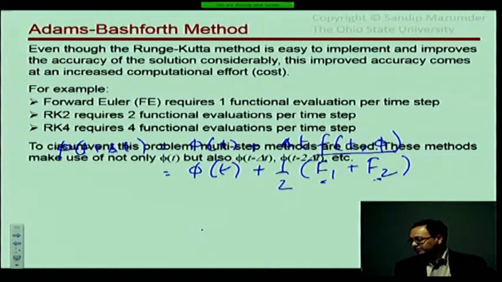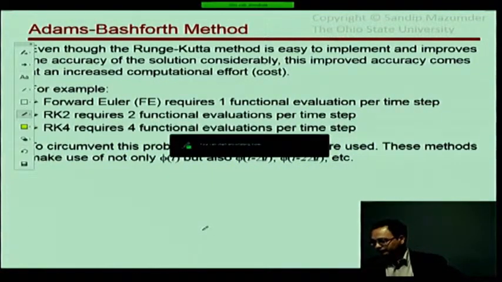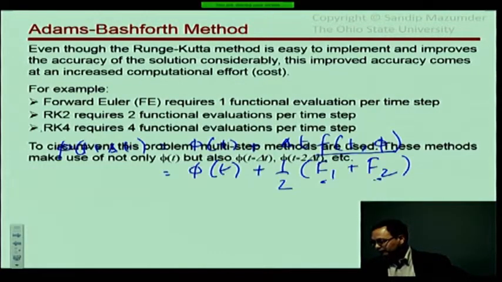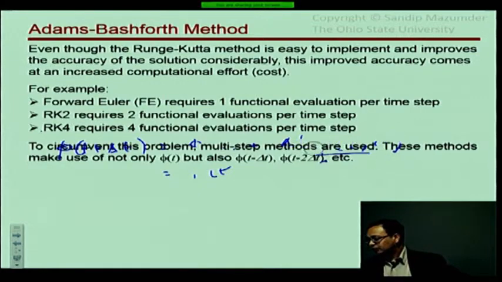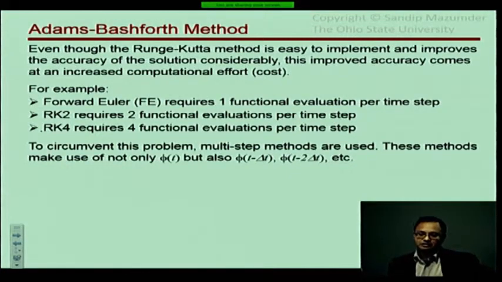So depending on what method you're using, the number of functional evaluations increase significantly, and that's where your cost is. How many times you evaluate the function? I mean, here we have a very simple function, but for a lot of problems the function may be very complicated. Okay, and that's where all your cost will go.